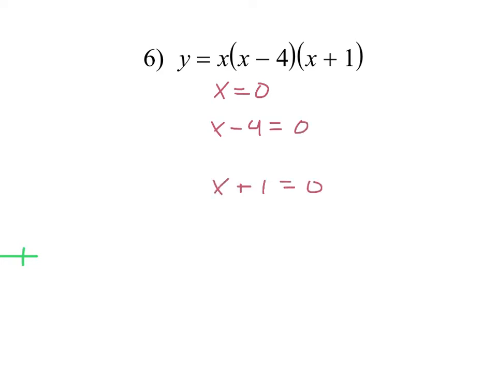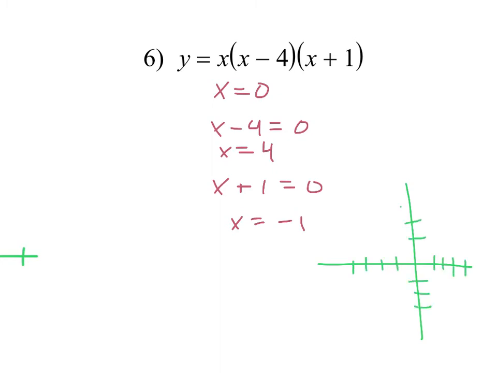So we need to set up our equations. So we get x is equal to 0, x is equal to 4, and x is equal to -1. Amanda, what do we do next? We graph it. So we need to make our graph. What are our points on our graph going to be?